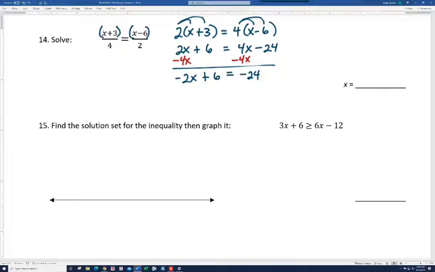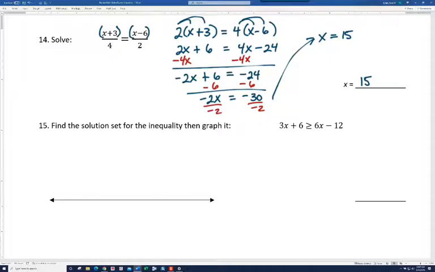So notice we're down to a two-step equation. We're going to have to do 2 inverse operations. We always add or subtract first in a situation like this. So we'll subtract 6 on both sides. We get negative 2x is equal to negative 30. And notice we need to get rid of that negative 2 there. Opposite of multiplying by negative 2 is dividing by negative 2. Of course, we know a negative divided by a negative is a positive. We're going to end up with 1x, or x, is equal to 15.